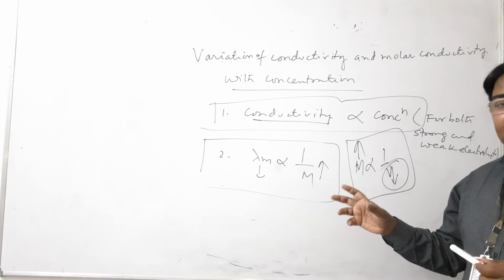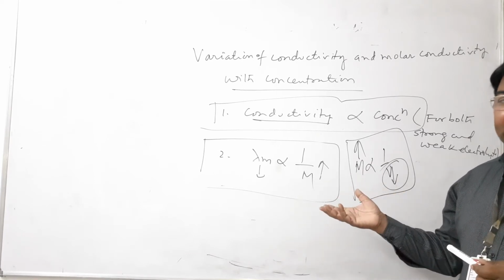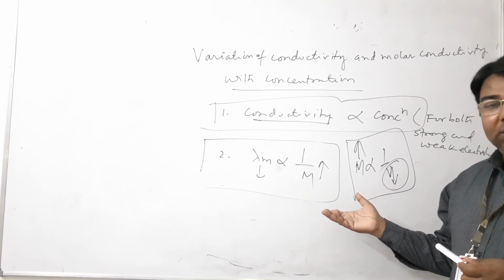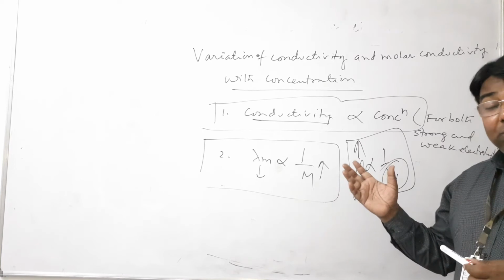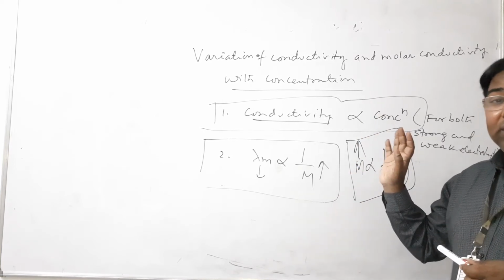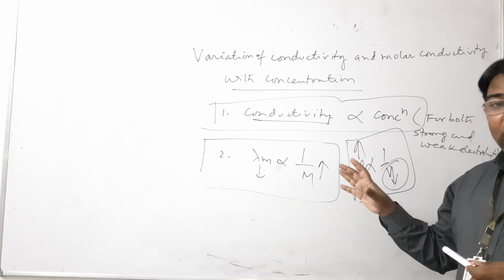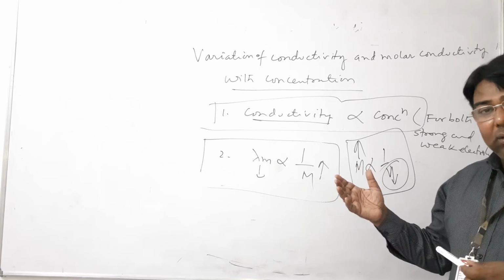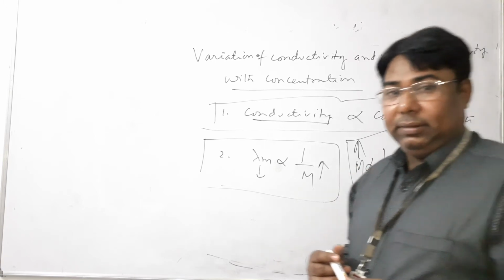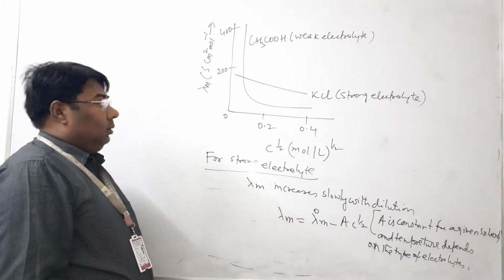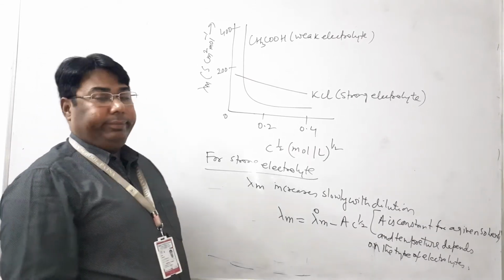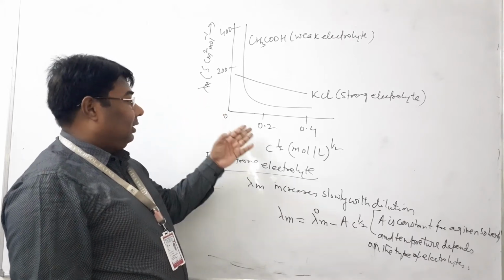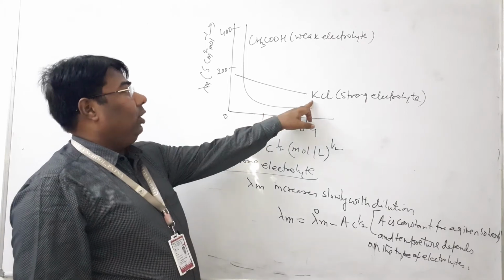But there is a variation between the strong and the weak electrolyte. In a strong electrolyte, it decreases slowly on increasing concentration, but for the weak electrolyte, it decreases rapidly. This can be explained graphically with the help of an example. Let us try to understand. Graphically, you can compare the variation of lambda m with concentration of strong electrolytes and weak electrolytes.